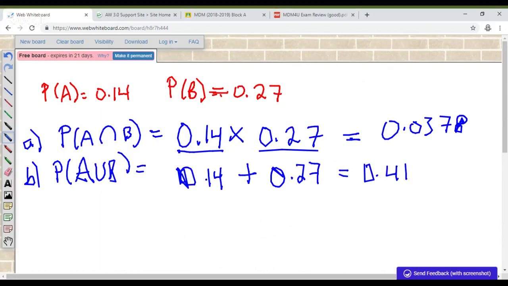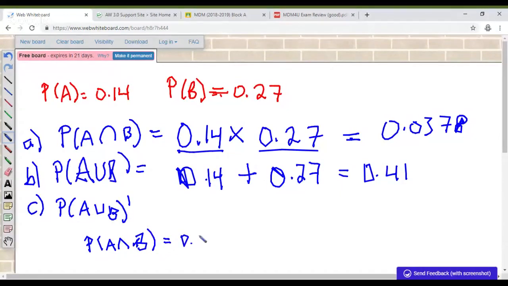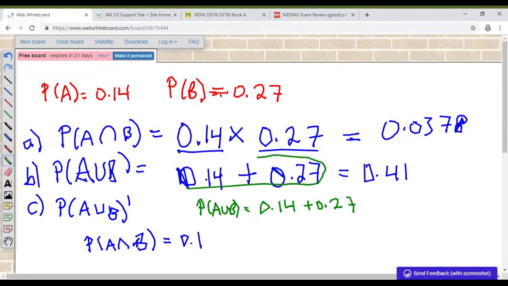And then in part C, we want the probability of A union B not, and we're told that the probability of A intersection B is 0.1. So in order to find the probability of A union B not, I'm going to start by finding the probability of A union B. We have a formula for A union B. It says add them together, like I did in part B, except that in part B, they were mutually exclusive, so I didn't have to worry about any overlap. I didn't have to subtract.